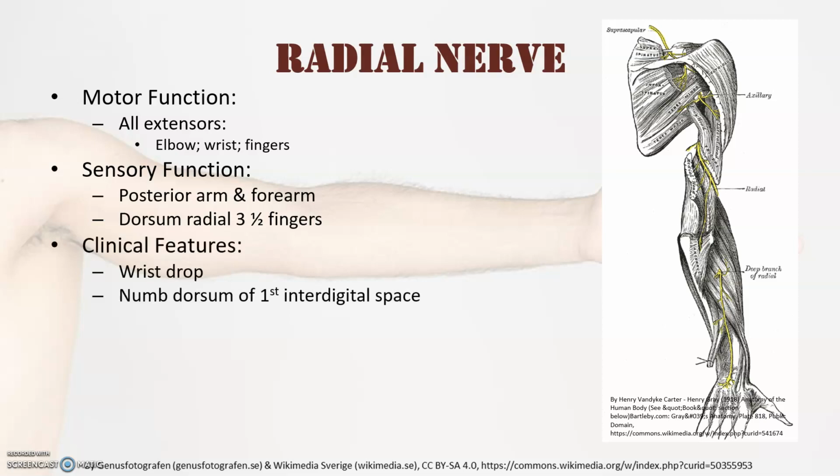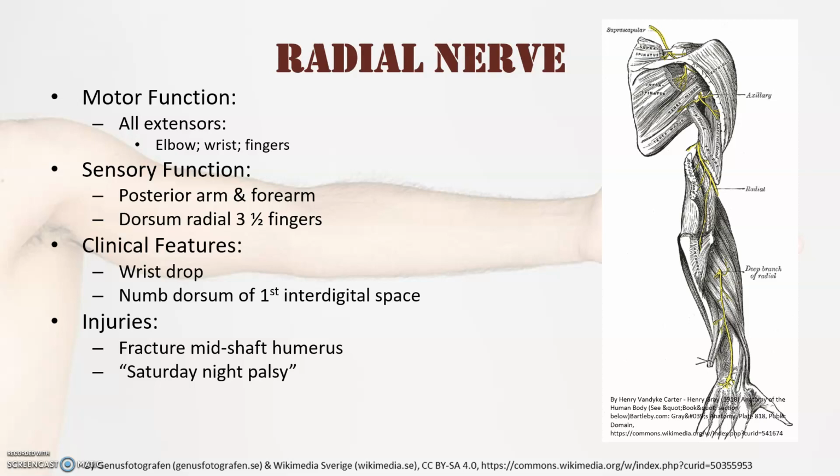A lesion of the radial nerve will lead to a wrist drop and numbness to the dorsal aspect of the forearm and back of the hand. But as we said, the only place that is reliably supplied only by the radial nerve is the first interdigital space.